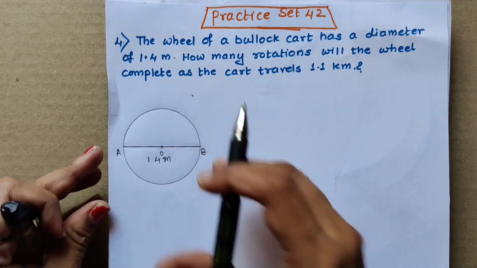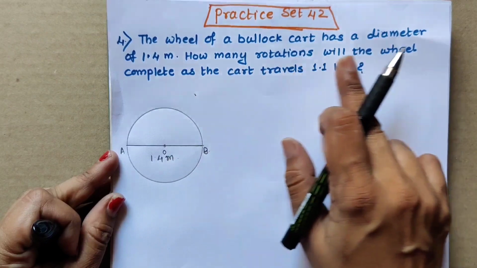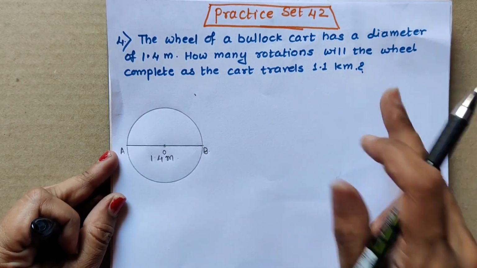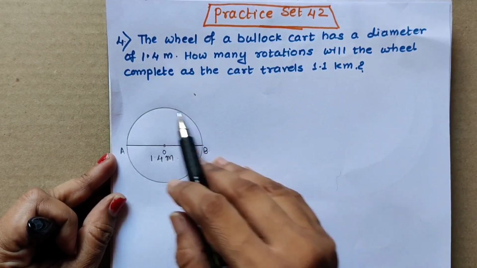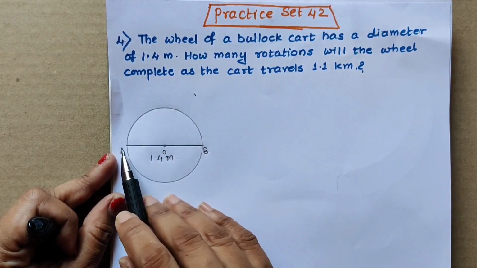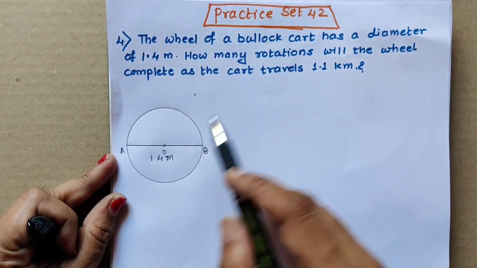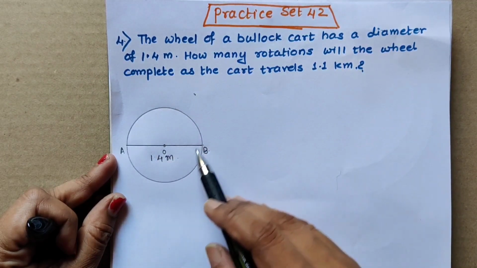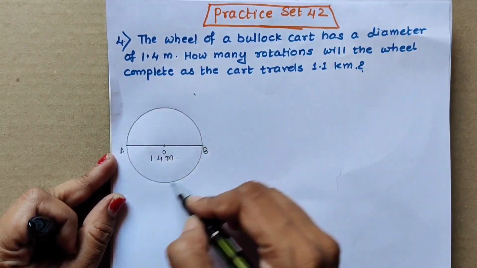Question number 4. The wheel of a bullock cart has a diameter of 1.4 meter. How many rotations will the wheel complete as the cart travels 1.1 kilometer? So see here I have drawn one circle. It can be imagined as the wheel of a bullock cart, and its diameter is given as 1.4 meter. How many rotations? One rotation means a circumference. So first we have to find out the circumference of the bullock cart wheel.